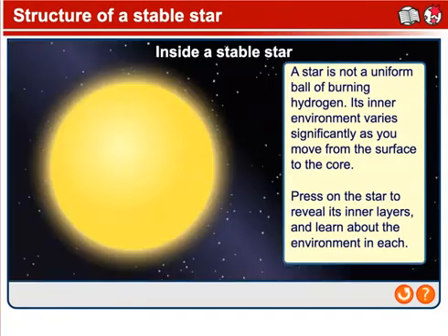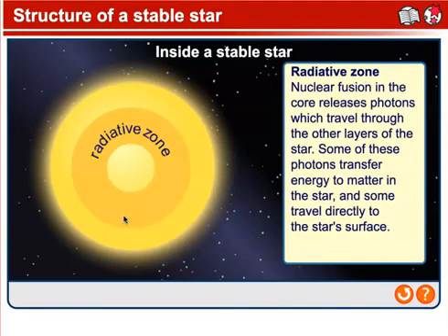Structure of a stable star. A star is not a uniform ball of burning hydrogen. Its inner environment varies significantly as you move from the surface to its core. The radiative zone. Nuclear fusion in the core releases photons, which travel through the other layers of the star. Some of these photons transfer energy to matter in the star, and some travel directly to the star's surface.